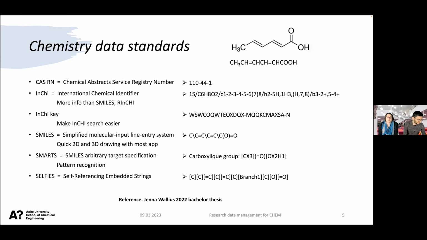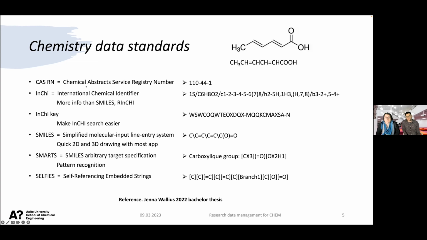So now I will talk quickly about chemistry data standards. There are a lot of standards in chemistry. Here are the main examples of standards. I have put on the side an example for sorbic acid. You have here the current representation of this molecule and its formula. And you can see that depending on the standard you use, the representation is completely different.